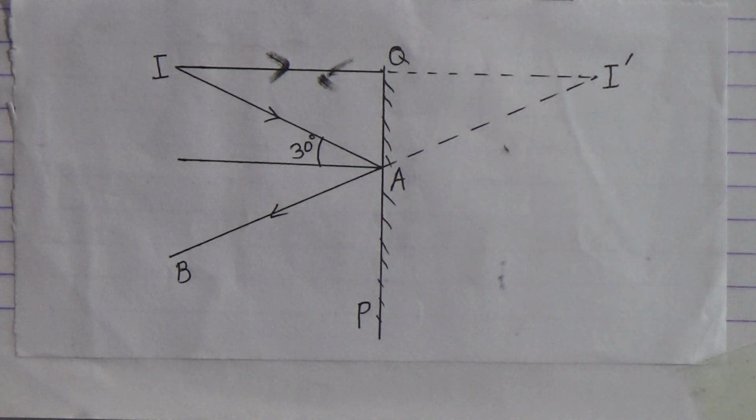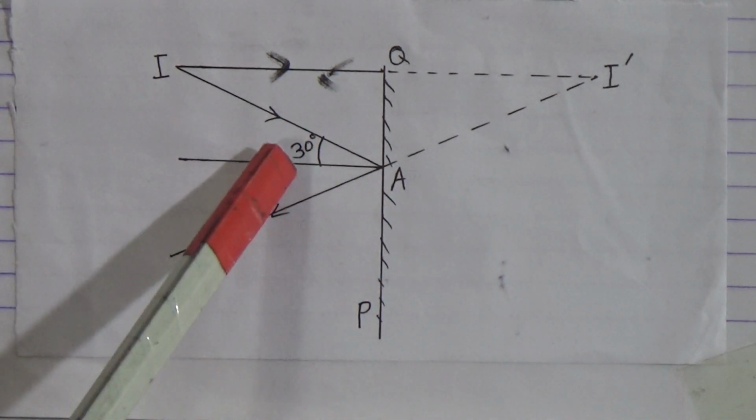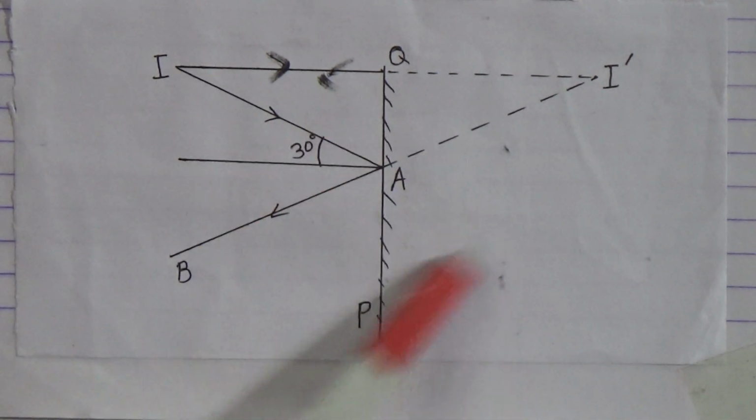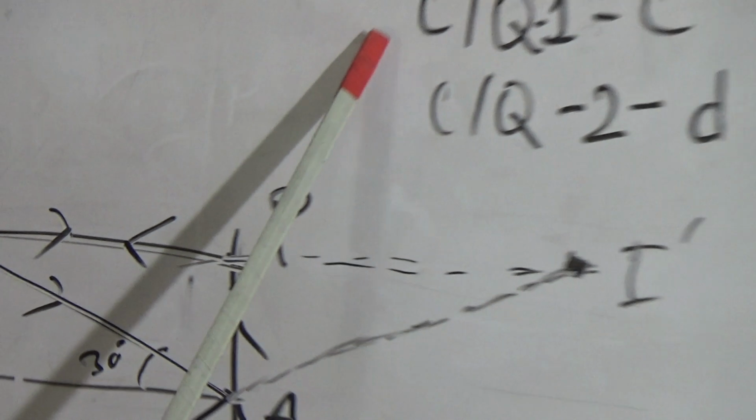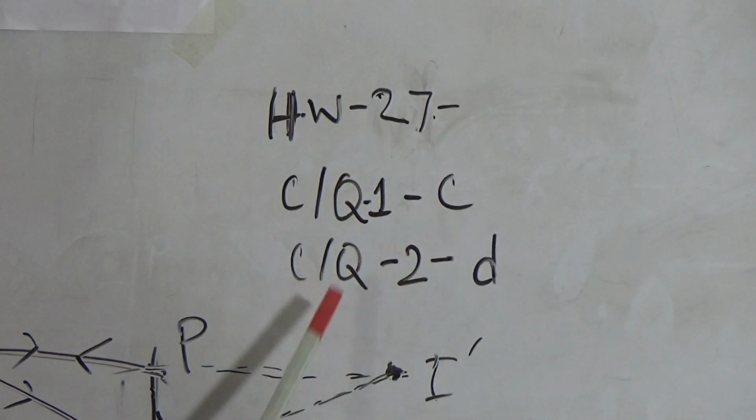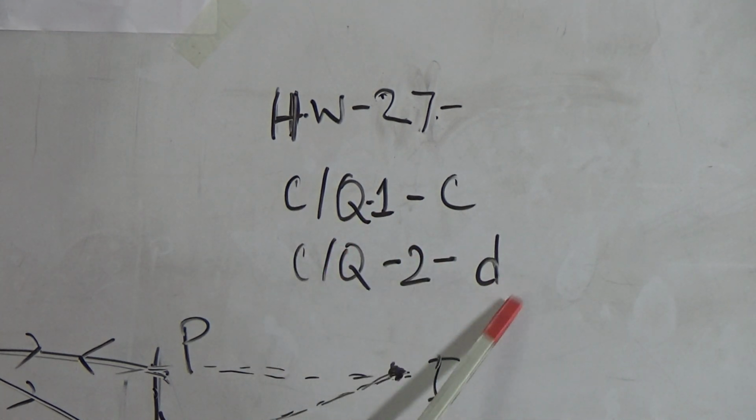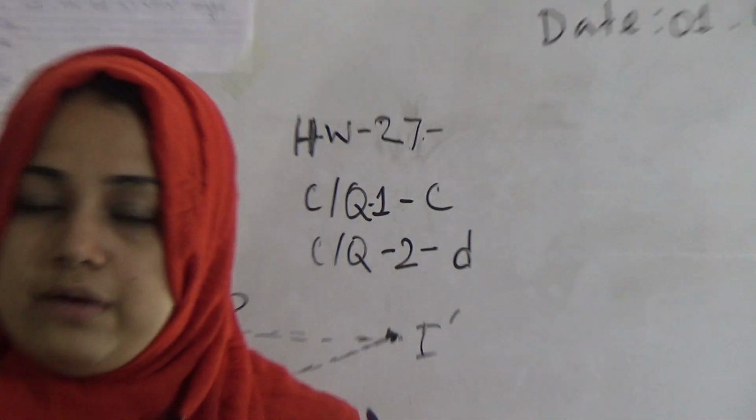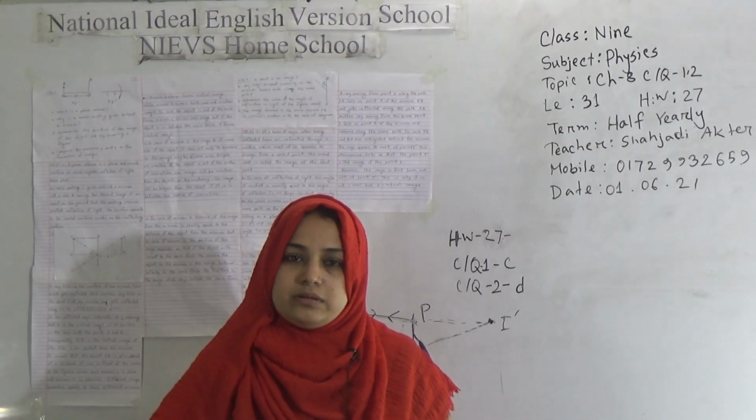My dear students, I hope all of you have understood this topic, and practice at home by drawing this figure. Your today's SW number is 27. Do this SW: CQ1C, and from CQ2 number D. My dear students, I hope all of you have understood our today's topic. Memorize CQ1 and D properly and practice with writing at home.